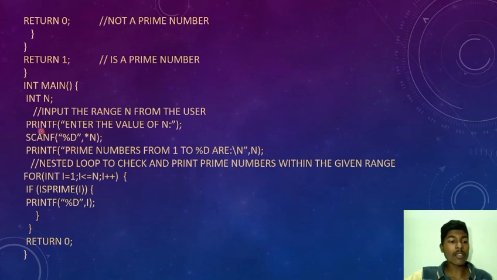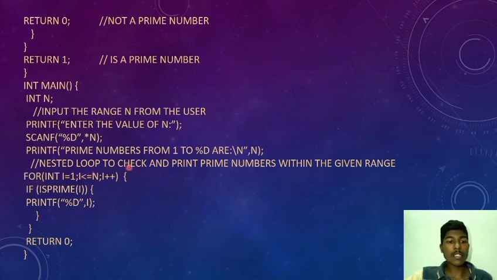Scanf, this is called an input function. %d comma &n. We need to give the value for n. So it asks the value of n. Printf: print numbers from 1 to %d, n. We are checking the program from the range 1 to n. So it asks the input from 1 to n.